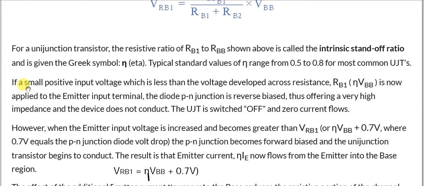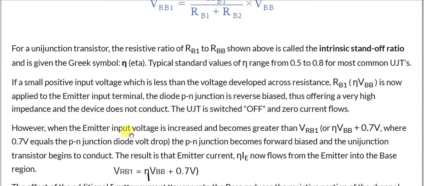If a small positive input voltage, which is less than the voltage developed across RB1, eta VBB, is applied to the emitter input terminal, the PN junction diode is reverse biased. That is, if the voltage is less, it will be reverse biased, thus offering a very high impedance, and the device does not conduct. Now the UJT is switched off and zero current flows.